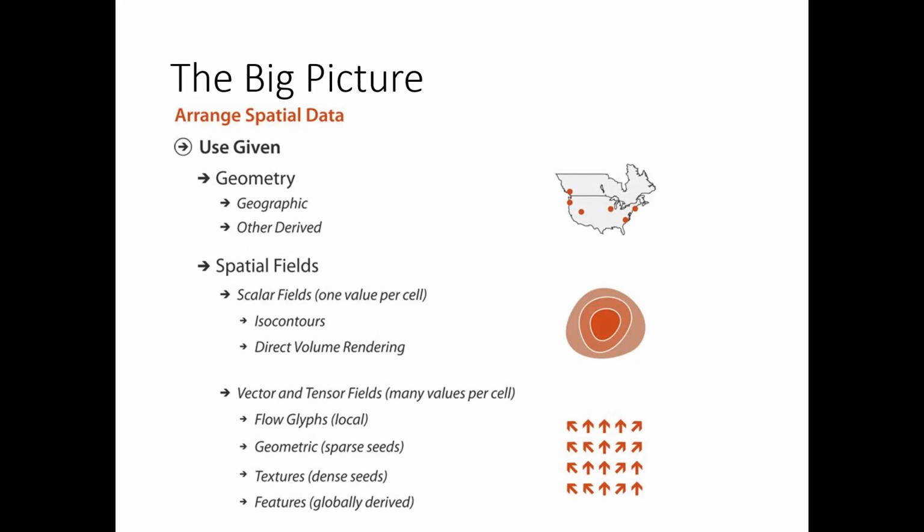So these can be scalar fields where there's one value per cell, in which case isocontours or direct volume rendering works, or you can have many values per cell, in which case you can have things like flow graphs, sparse seeds, dense seeds, or globally derived features on those. So let's take a look at some of the examples.